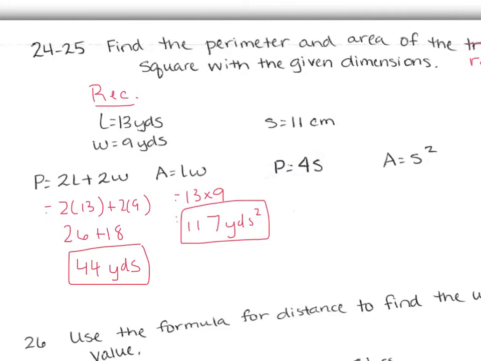For a square, you know that's a square because it has an S for side. All sides in a square are the same. The perimeter is 4 times the side, so that'd be 4 times 11, which is 44 centimeters. And the area is side squared, which is 11 squared, and that gives you 121 centimeters squared.